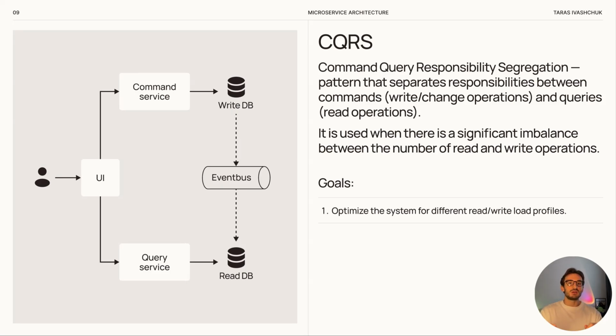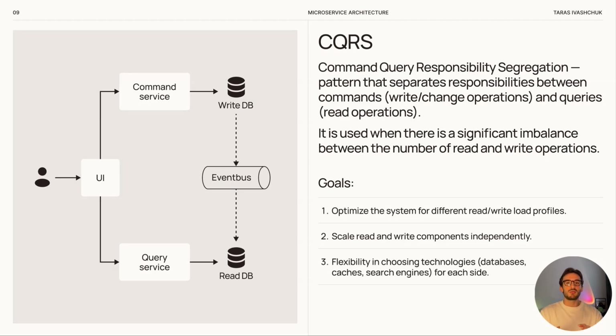For example, imagine your system has millions of read requests, but far fewer writes, like YouTube. In this case, by splitting these operations, we can scale read and write components independently. Well, it also lets us use different technologies for each side, choosing the best tool for the job. For example, for writes, you may use a traditional relational database like PostgreSQL. For reads, you may use a fast cache like Redis, a search engine like Elasticsearch, or even MongoDB with denormalized collections.